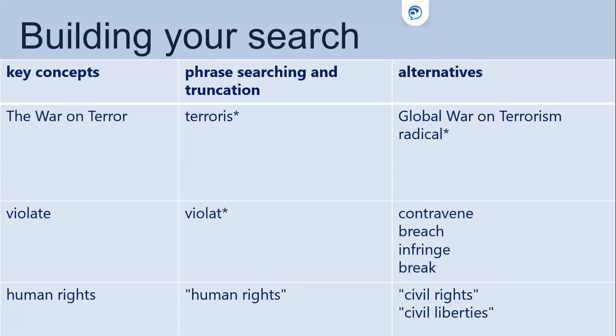We might also want to search for global war on terrorism or radical, again with an asterisk, or we'll force the search engine to look for alternative keywords. The same principles apply to violate and human rights. Notice the use of speech marks to search for the phrases.